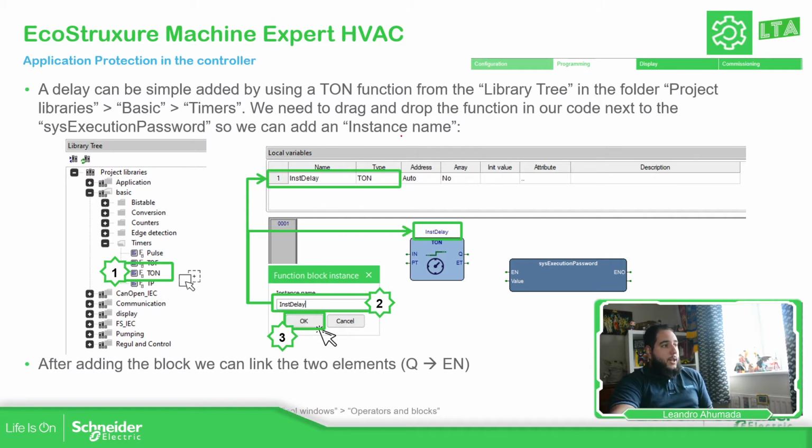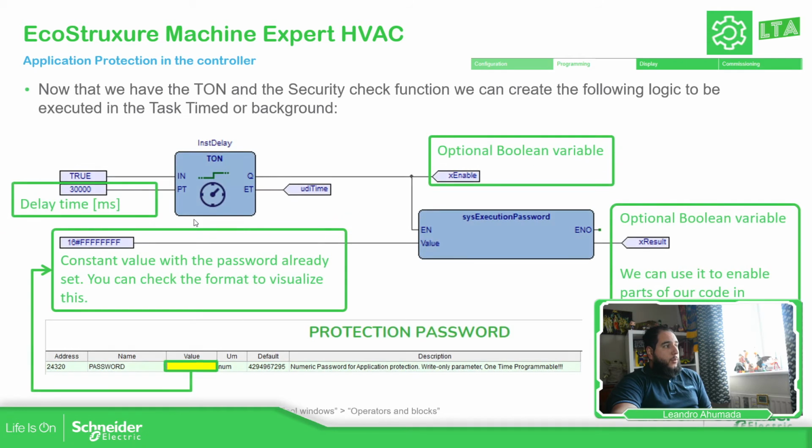Okay, so you can add a timer, for example, this T on. I have created the instant delay over here. The T on can be found in the library tree. Select this one, project file, basic, and here you have the timers, and I have defined this T on. So here, what it does is to, based on the input, wait some time and then activate the output. Okay, so this is what you can do.